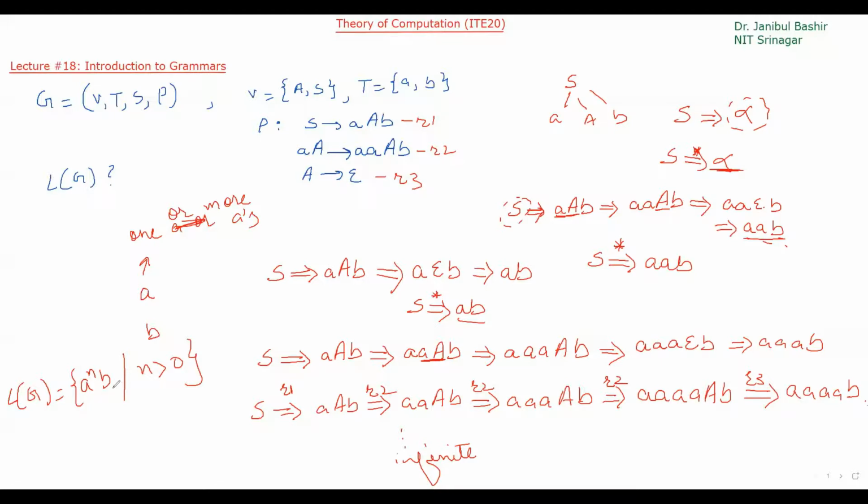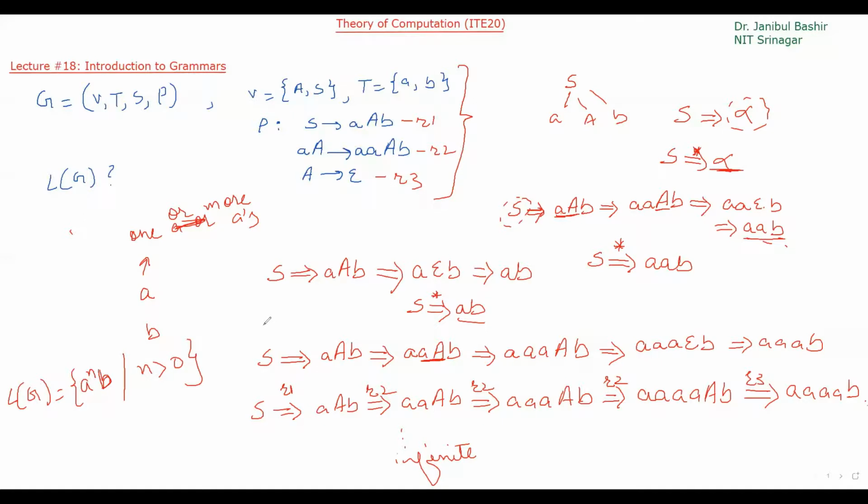That means it may be 1 a or more than 1 a's, and at the end we have b. So this will be the language generated by this grammar. Okay. So here I have given you an example where I am saying that if this is a grammar, can you say what is the language of this grammar? So we have shown it here how we can derive it. So we have to do some brainstorming, and then finally we will find out what is the language generated by this grammar.